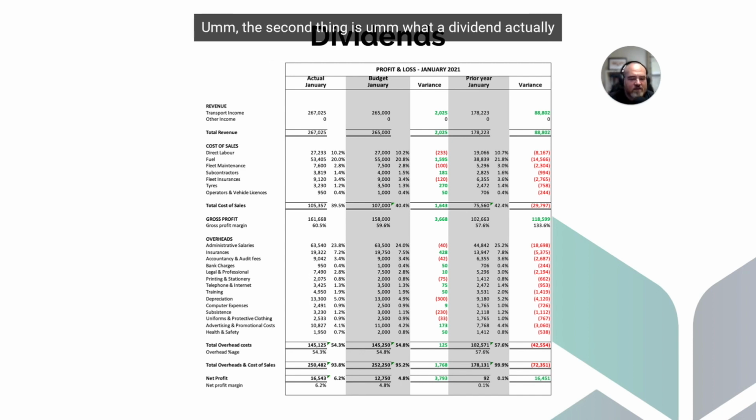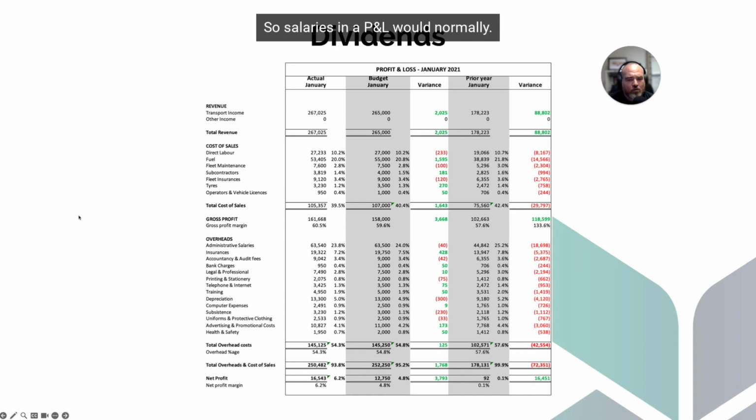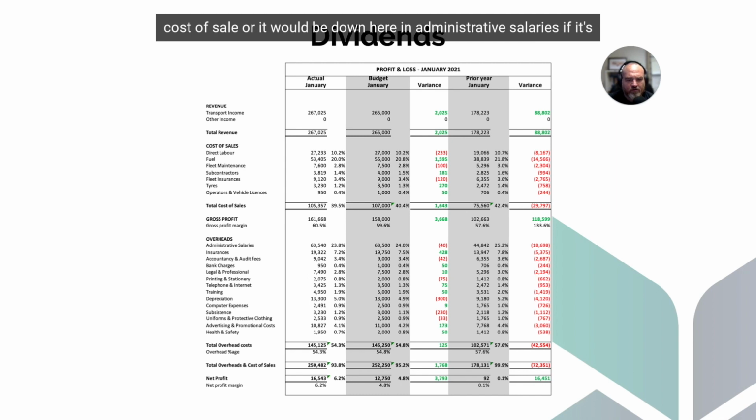The second thing is what a dividend actually is. Obviously, I've just said it's a distribution of profit. So this also covers the availability of dividends. If you have a job or if you work in a business, generally speaking, you have a salary. Salaries in a P&L would normally be up here under direct labour if it's a direct cost of sale, or it would be down here in administrative salaries if it's not cost of sale but an overhead, maybe a manager's salary. So that's where salaries would normally appear.